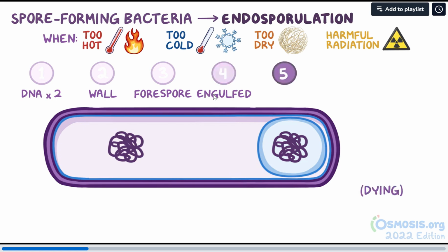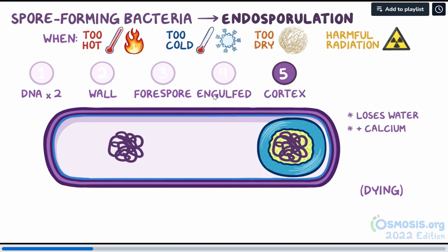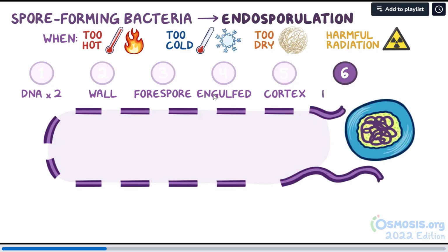Finally, inside the dying mother cell, the forespore loses water and accumulates calcium, and at the same time gets wrapped in a super tough cortex from the dying mother cell. At this point, the endospore is able to resist heat due to the presence of dipicolinic acid found in the core of the Bacillus anthracis spore, harsh chemicals, digestive enzymes, and even antibiotics. Finally, as the mother cell dies off, the endospore is released outside.